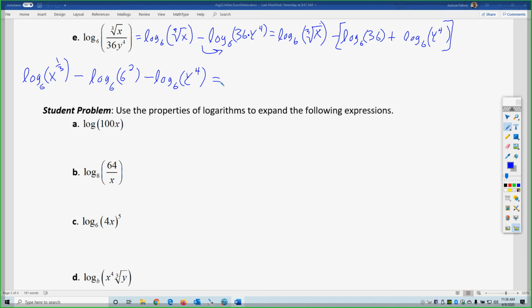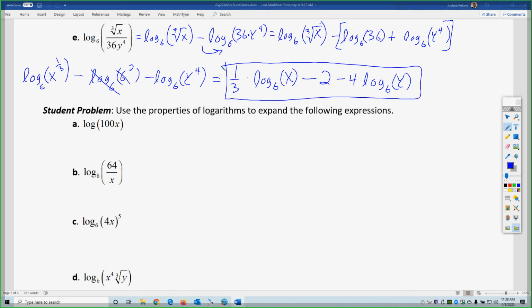Now we can do the power rule last. So we have 1/3 times log base 6 of x minus, these cancel, leaving me with a 2. And I have minus 4 times log base 6 of y. So that is our final answer. Pause the video, try the student problems for yourself.